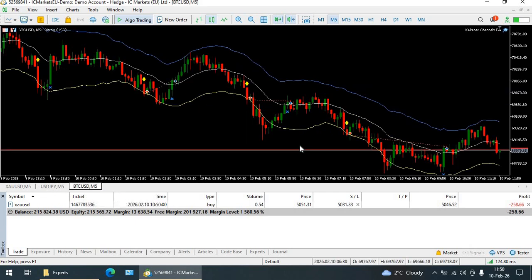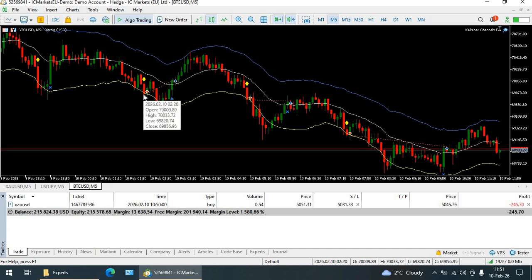And here I also attached it to BTC USD. It took some trades here, and you can see it faithfully respects the logic to buy the breakouts, and in my case to close the trades when the price closes beyond the midline. It's very clear here.